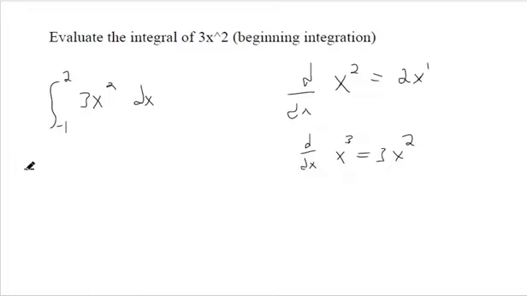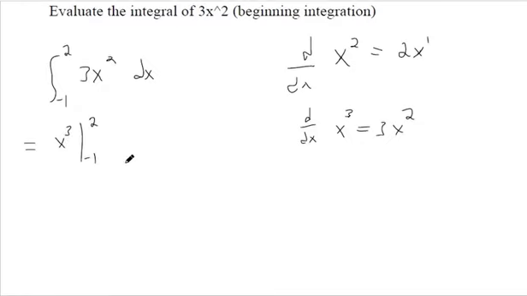Okay, so we've got our antiderivative. Now we just need to plug in the limits of integration. So that's the notation that I was taught. I think there might be other notation out there, but we want to plug in 2 first, and then subtract what happens when you plug in -1.